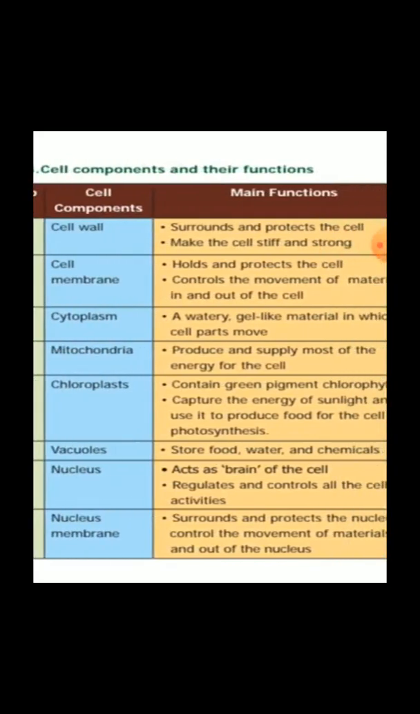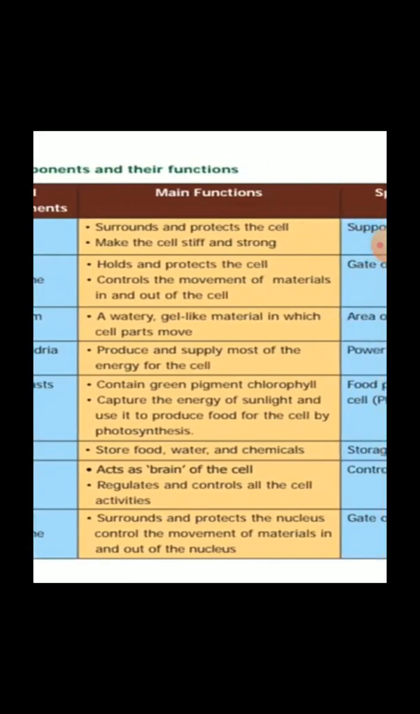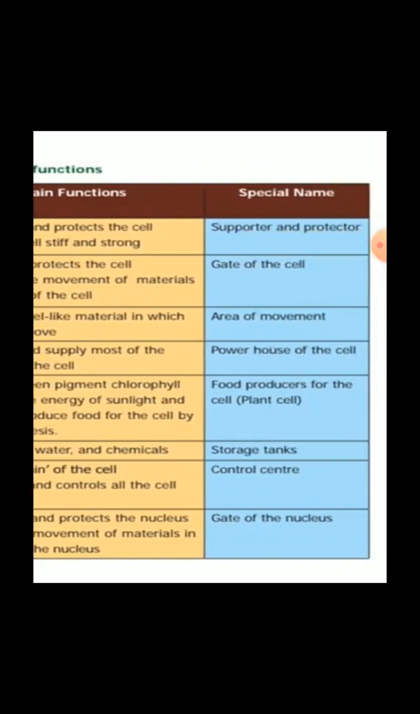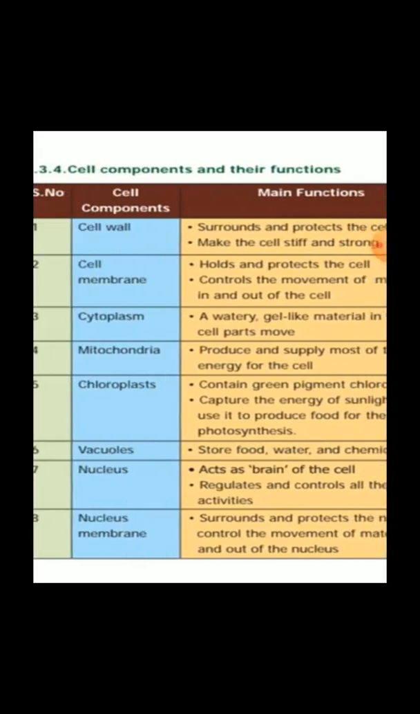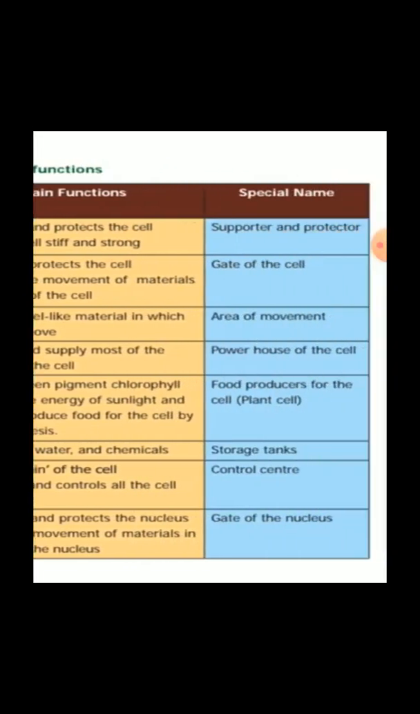Next, the last one is the nucleus membrane. Its function is to surround and protect the nucleus. It controls the movement of materials in and out of the nucleus, and protects the nucleus also. The special name of the nuclear membrane is, children, gate of the nucleus.